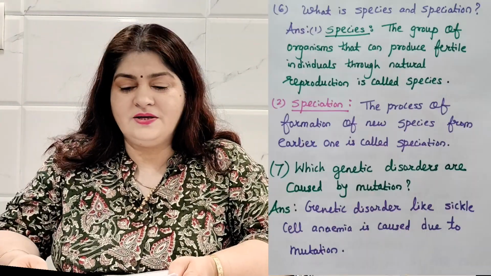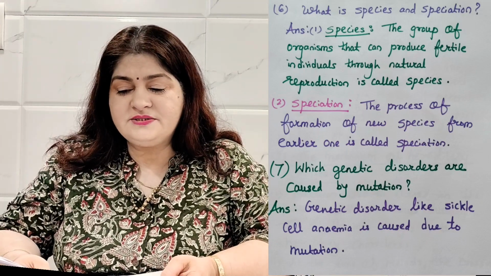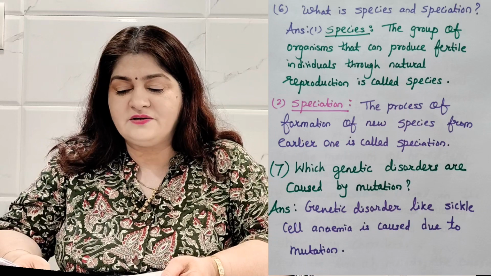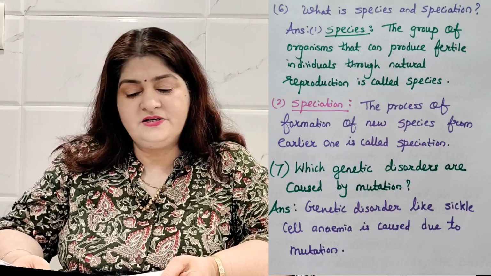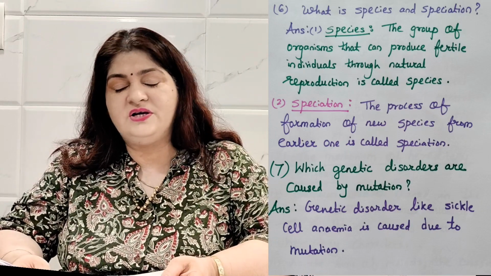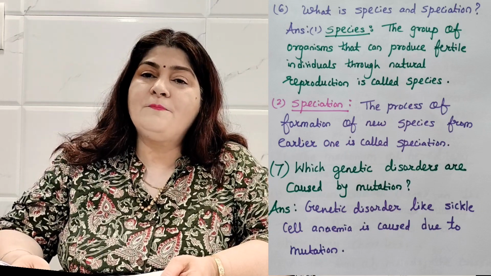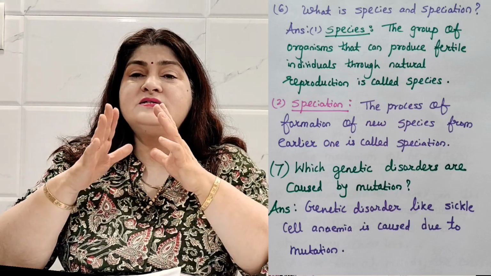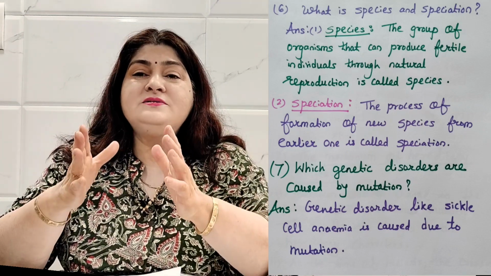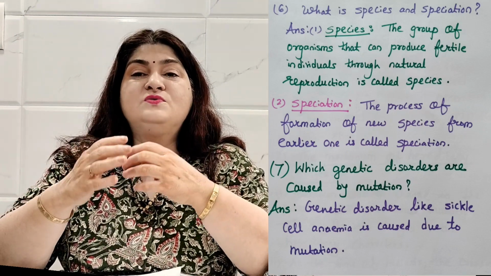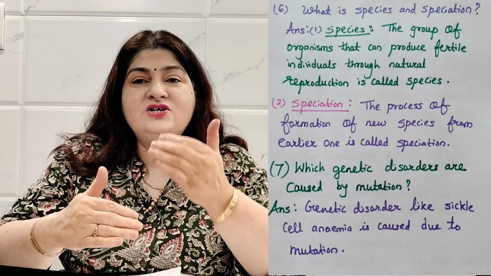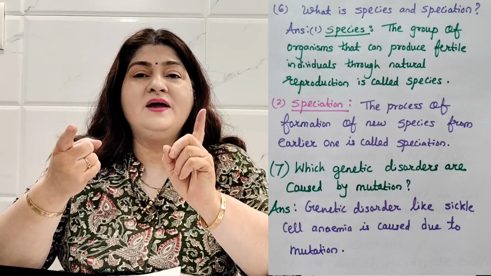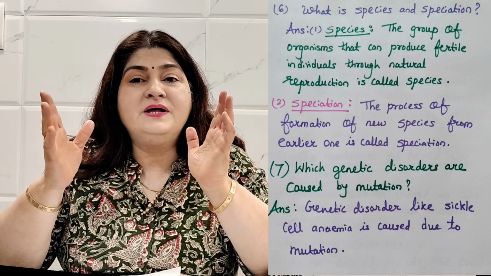Now see the sixth one. What are species and speciation? Species: the group of organisms that can produce fertile individuals through natural reproduction is called a species. Look, within our own species we can reproduce. The animals of one species can crossbreed among themselves and give birth to the next generation. If the species are different, reproduction is not possible.